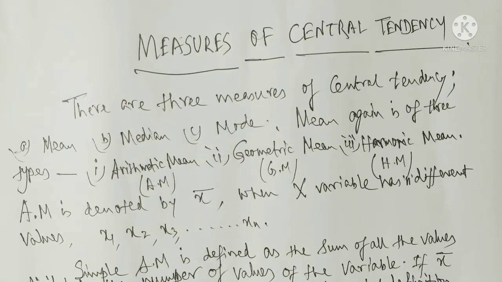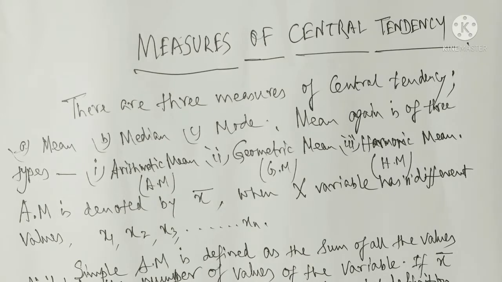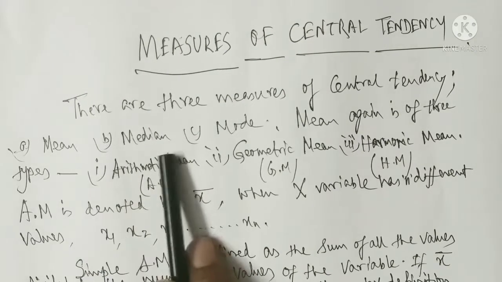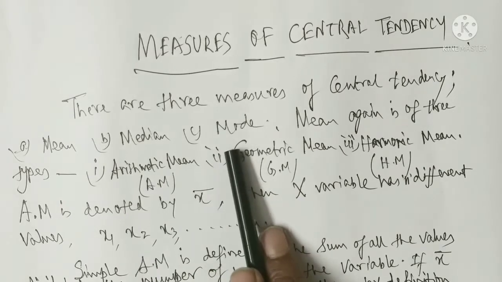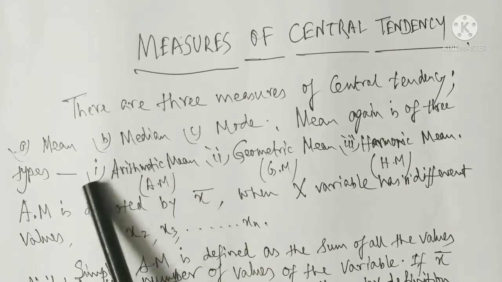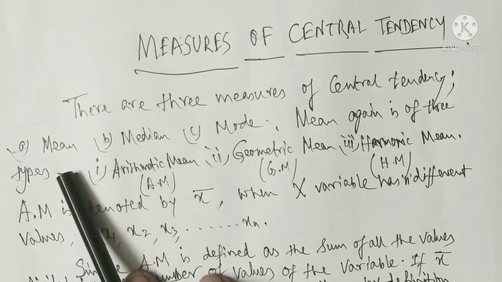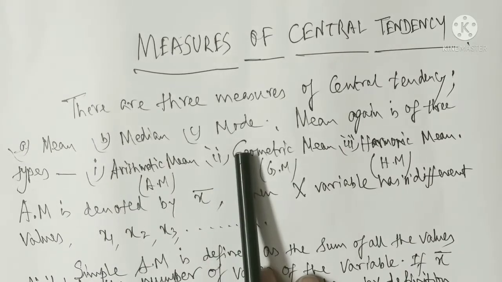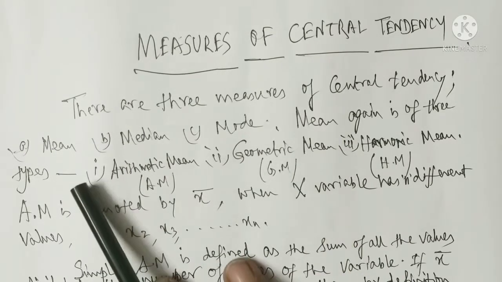To start measures of central tendency, first we have to know what the divisions are under the discussion of central tendency, and we get three measures of central tendency. Number one, mean. Number two, median. Number three, mode. That is, I write here: A, mean; B, median; C, mode. First part is mean.